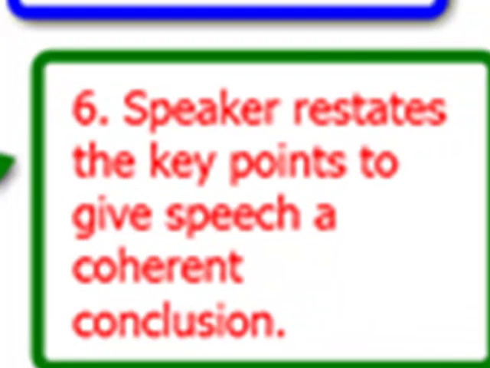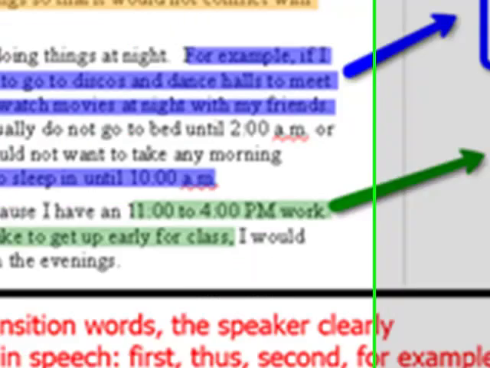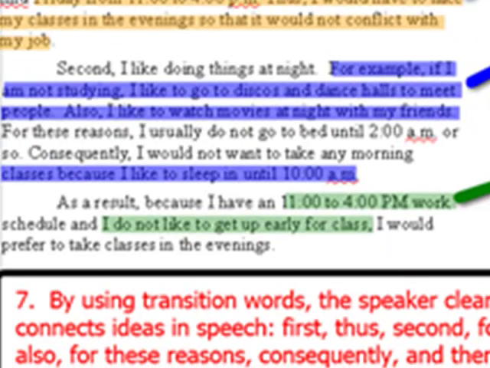The speaker restates the key points to give the speech a coherent conclusion. Notice at the end of the speech here I have an 11 to 4 p.m. work schedule. That goes back to the first part and also this second paragraph here. And then the person says, I don't like to get up early for class, and that's a tendency to sleep in, and also refers to the point made in the second paragraph. So the conclusion connects back to the rest of the speech. So there's a very tight organization to these ideas.